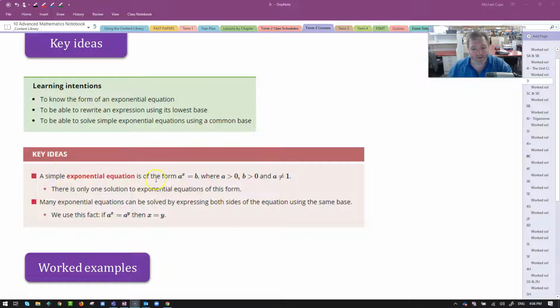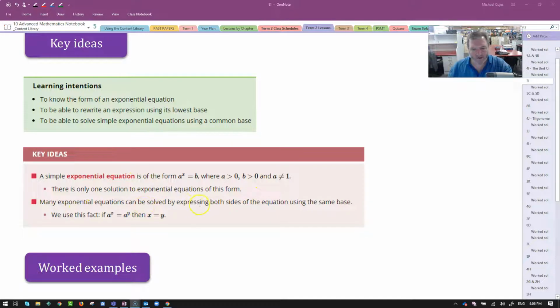So a simple exponential equation is in the form a to the x equals b, where a is greater than 0, so we have to have a number there that's greater than 0. And also b will be greater than 0. A cannot equal 1, otherwise 1 to the power of x can be very hard to solve for other things. There is only one solution to exponential equations when they are in that form, meeting all of those criteria.